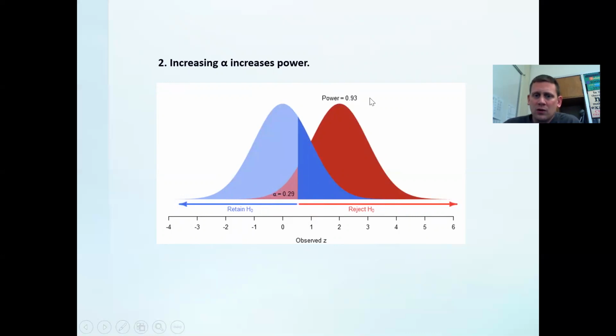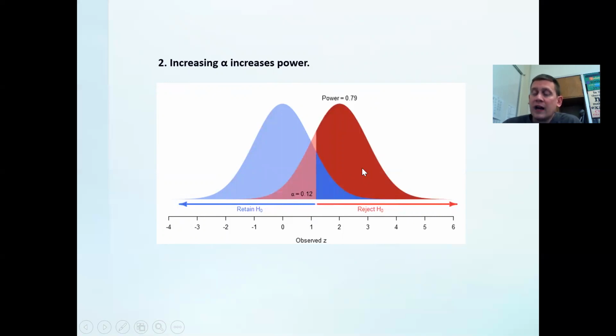And notice my power: as alpha decreases, the power decreases. As alpha increases, the power increases. But type 2 is shrinking right now. Beta is getting smaller, smaller, smaller. Power is increasing. Okay, now beta is growing and power is decreasing. So if you're concerned about type 2 error, you'll choose a larger alpha value. Okay, so then your power will be larger.